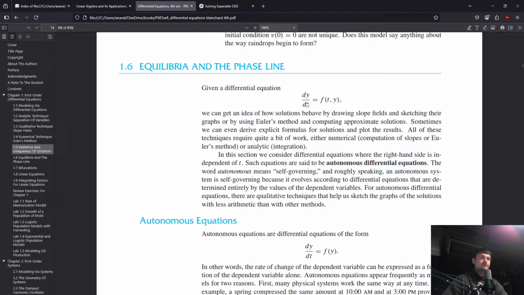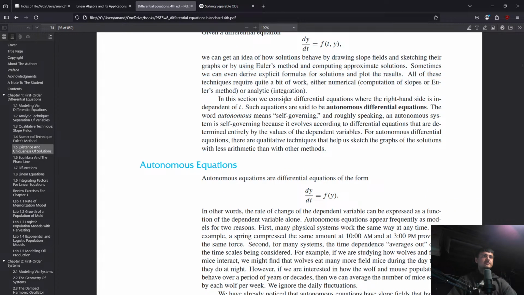Given a differential equation, we can get an idea of how solutions behave by drawing slope fields and sketching their graphs, or by using Euler's method and computing approximate solutions. Sometimes we can get explicit formulas for solutions and plot the results. All of these techniques require a bit of work, either numerical or analytic. In this section, we consider autonomous differential equations, where the right-hand side is independent of t.